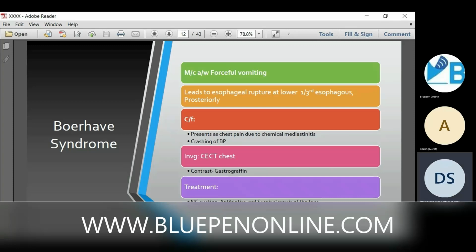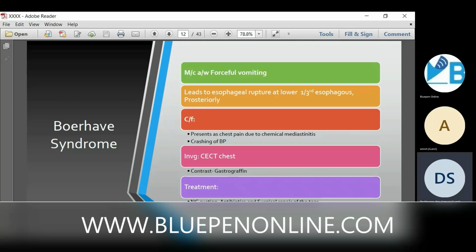Here, the patient will present with chest pain because there is a complete tear of the esophagus. So what will happen? Once the tear has happened, the gastric content or the esophageal content will enter what is present next to the esophagus, the mediastinum. So you will have chemical mediastinitis. What I told you, itis means inflammation. Why is it called chemical? Because all the contents of the stomach and the chemicals enter into the mediastinum and cause mediastinitis. And because of mediastinitis, there will be crashing of the BP and the patient will go into shock.